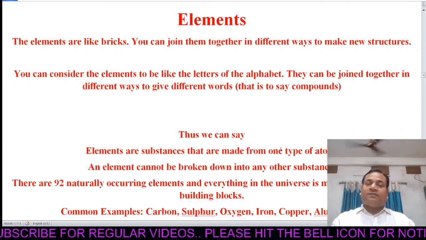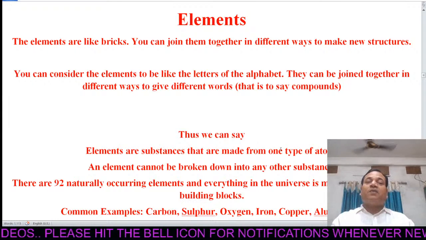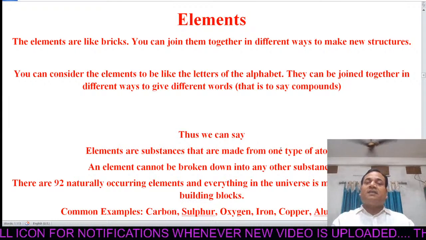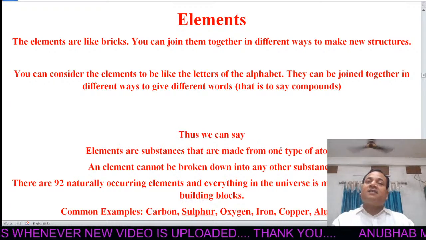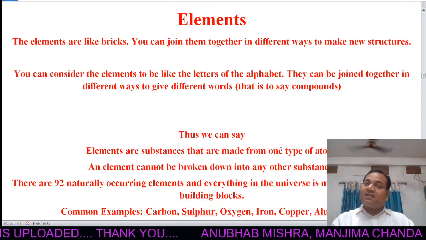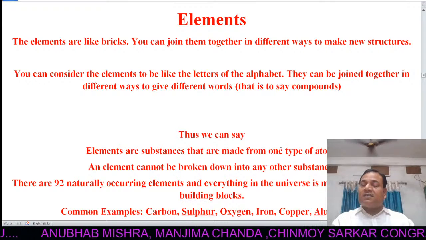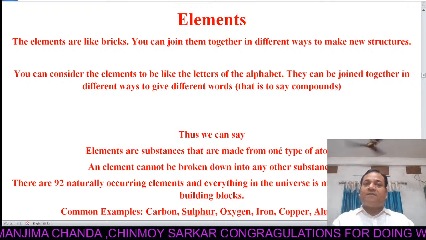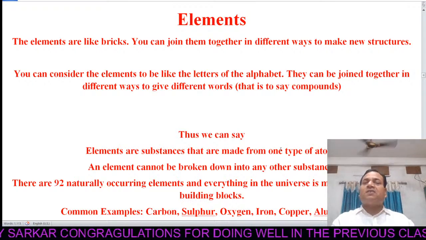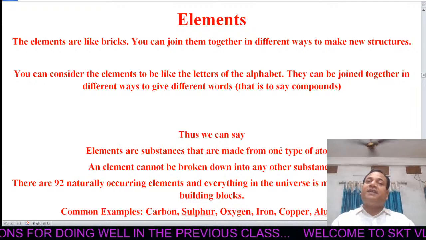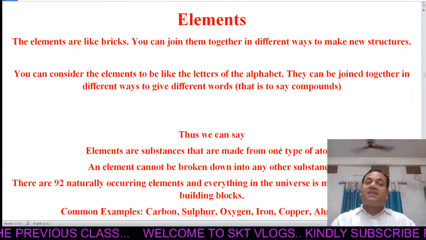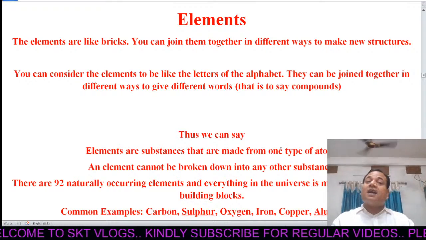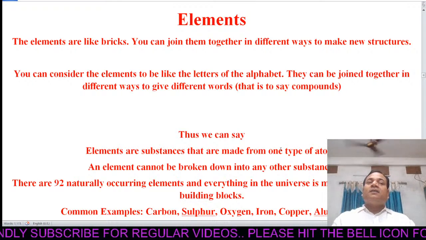Now elements, the most important topic we are going to start. We will study in detail elements, compounds, and mixtures. Separation of mixtures, various ways we will study. Atoms, molecules, all in detail we are going to study in today's live session. So first let us start with elements.